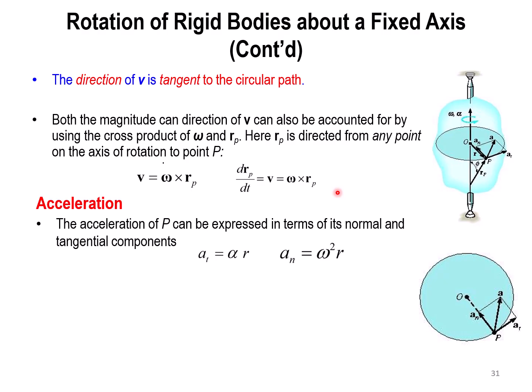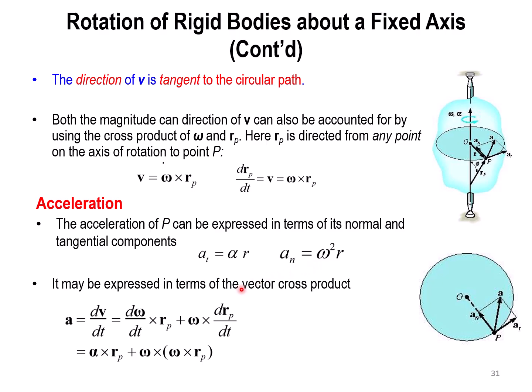The acceleration of the p can be expressed in terms of its normal and tangential components. The tangential one is going to be a function of the angular acceleration. So the tangential acceleration is going to be the angular acceleration multiplied by the r. The normal linear acceleration is going to be equal to the linear velocity square divided by the r.